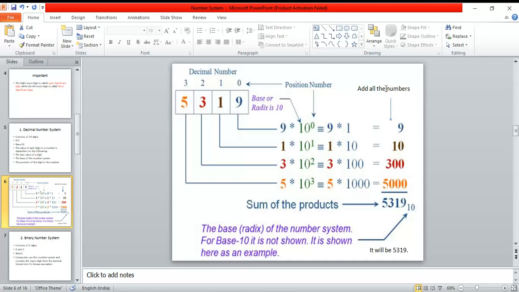The next step is that you add all these numbers and you write the sum. But you don't write 10 in the answer. It will be 5319. The base 10 won't be there while writing the answer.